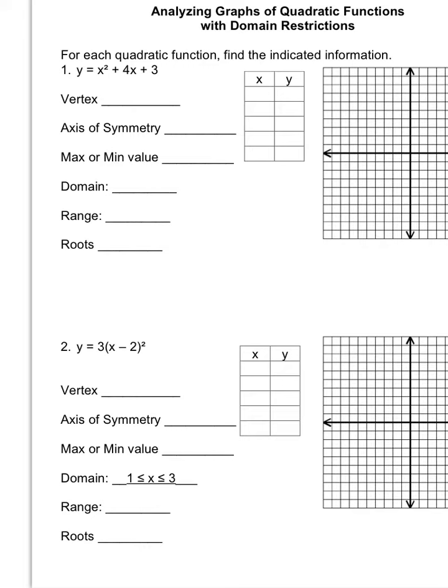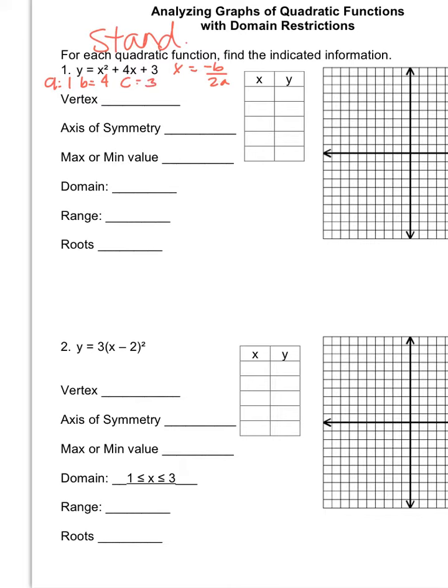So if you look at number 1, that would be in standard form. Okay, so on standard form, to find the vertex, you're using the formula x equals negative b over 2a. So I need to use that formula in order to find my x value of the vertex. So notice a is 1, b is 4, and c is 3. Remember, c is also your y-intercept.